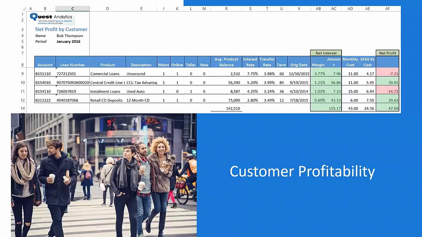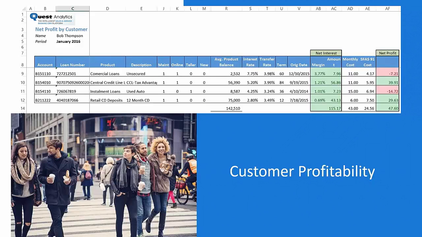And so we've got his balances, his rate, his transfer rate, the term, origination date, essentially the margin on those balances, the NIM for the month, $115. Then I've got my monthly costs. Some of them have teller items, some of them have online costs. And then the way this bank approached the origination cost is more the FAS 91 approach. They want to defer it over the term of the loan, the term of the deposit.